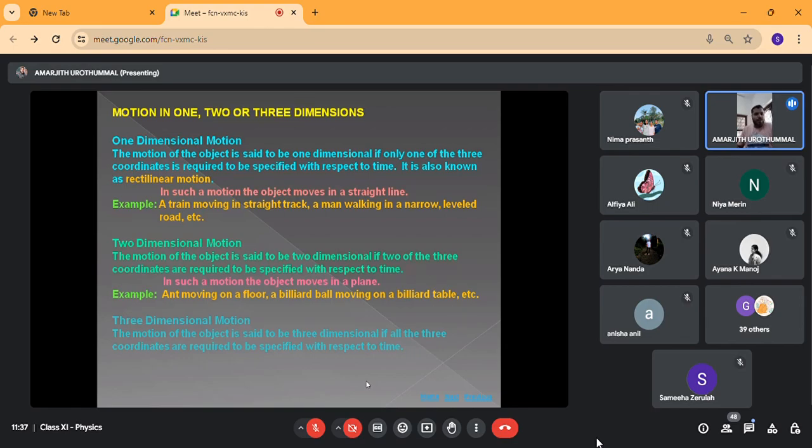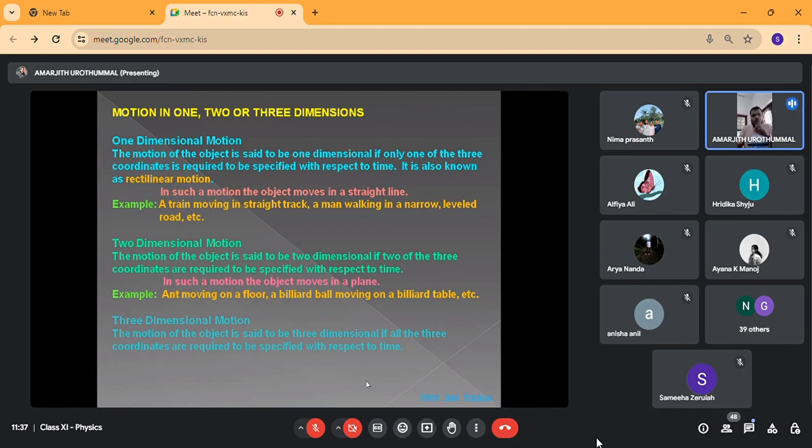Motion of kite, motion of fish. These all are examples of three-dimensional motion. Now, take this simple thing. We have three possibilities. We can go left or right. That is one case. Second, we can go front or back. And what is the third option? We can go up and down. So left to right, front back, up and down.